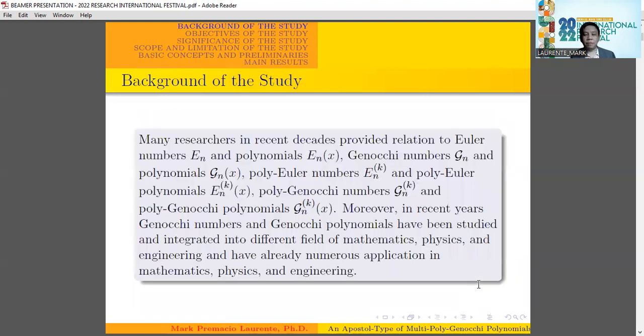Some of the researchers found that they were able to provide a relation to the Euler numbers and polynomials, Genocchi numbers and polynomials for the Euler, and also poly-Genocchi numbers and poly-Genocchi polynomials. So we have many studies on these Genocchi numbers and Genocchi polynomials.